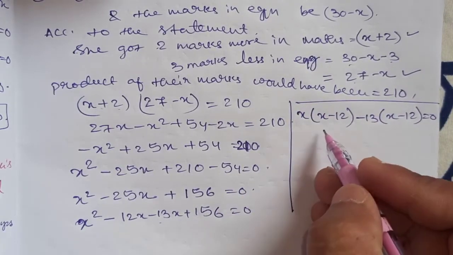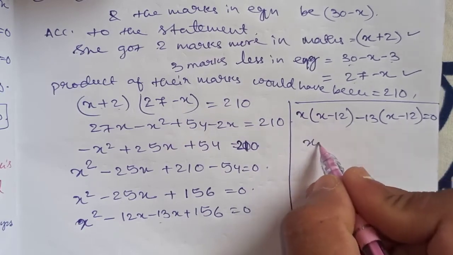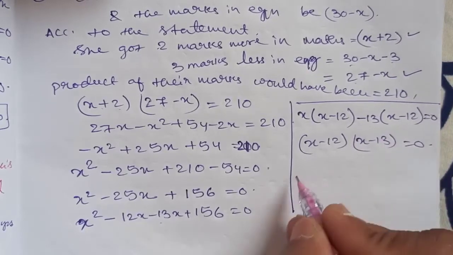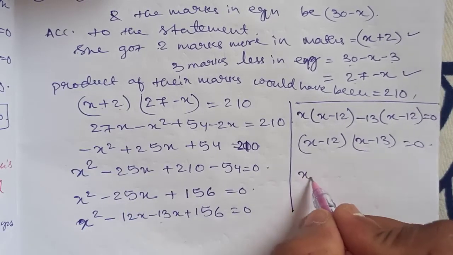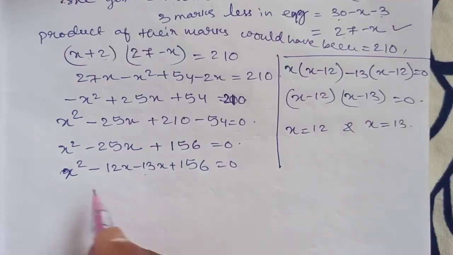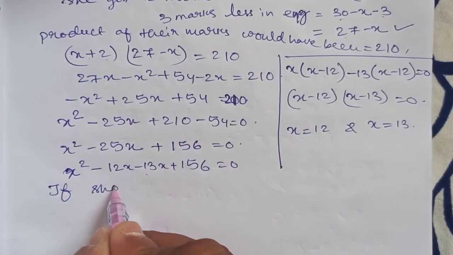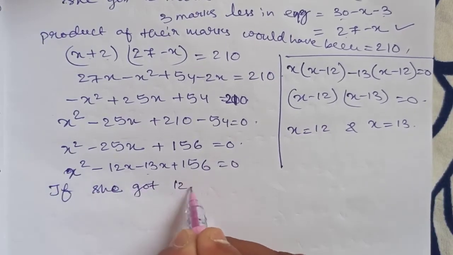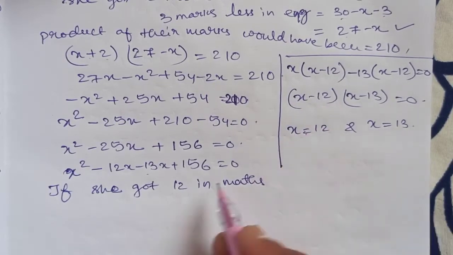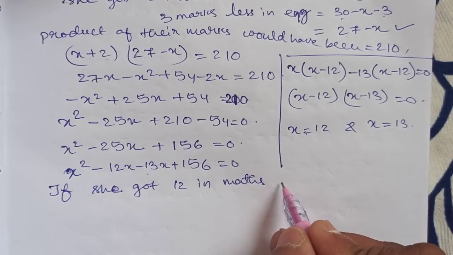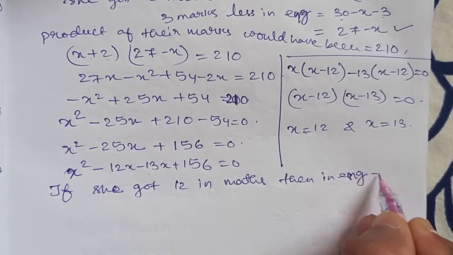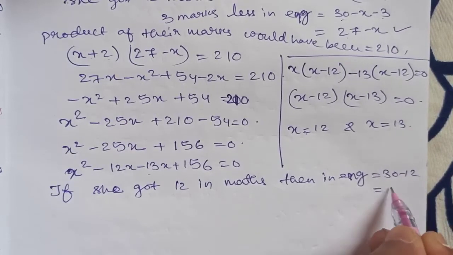Equals to 0. Okay, now between these two, any one, and x minus 13 equals to 0. So the values of x are x equals to 12 and x equals to 13. Okay, so if she got 12 in maths, because x is the value for maths, then in English it will be 30 minus 12, that is 18.